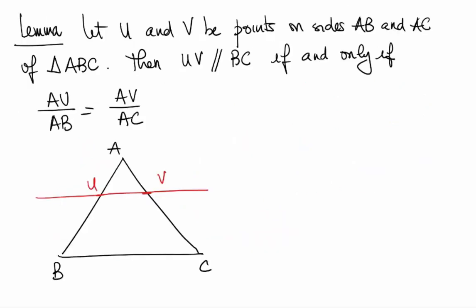To prove our theorem, we will need an intermediate result. We'll need to be able to call upon the following result, which states the following. Let U and V be points on sides AB and AC of some triangle ABC. Then the line UV is parallel to the line BC if and only if the ratio AU over AB is equal to that of AV over AC.